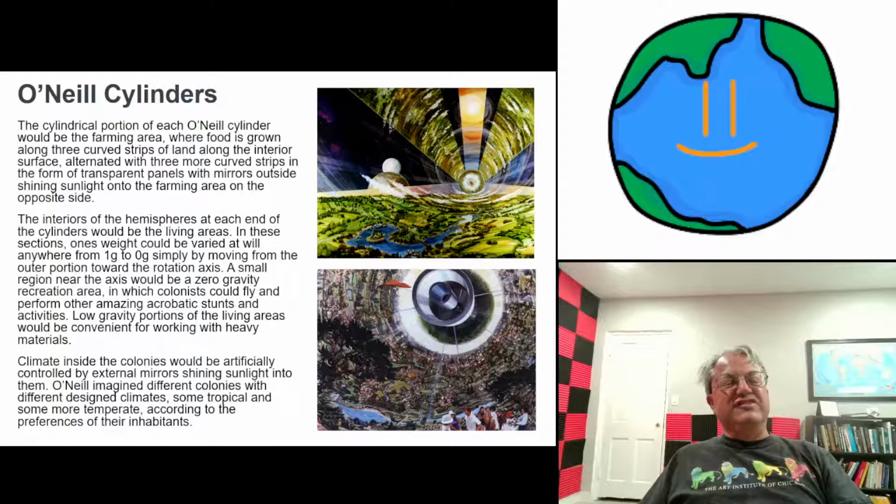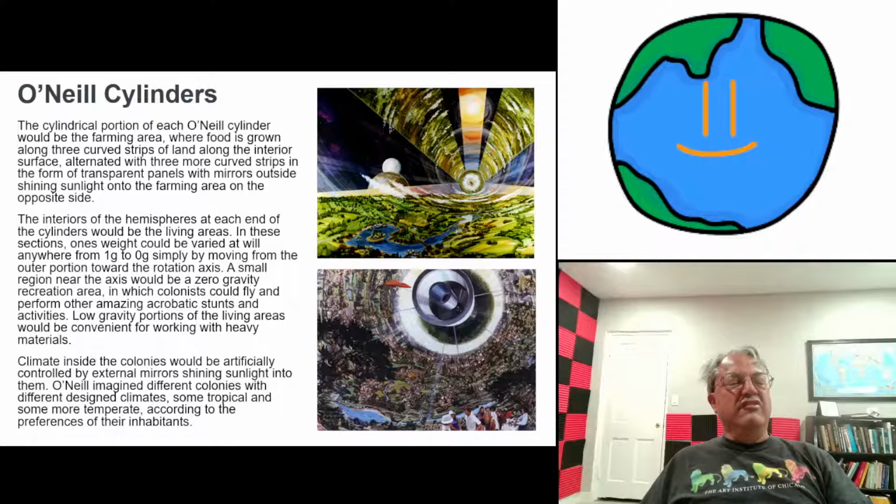And I thought these living areas were really, really cool when I first learned about them. You could vary the amount of weight you feel while you're living on them. If you were standing on the outer part, the part that's the farthest from the rotation axis, you would feel normal weight, 1g, because of the rate at which the colony is rotating about its axis.